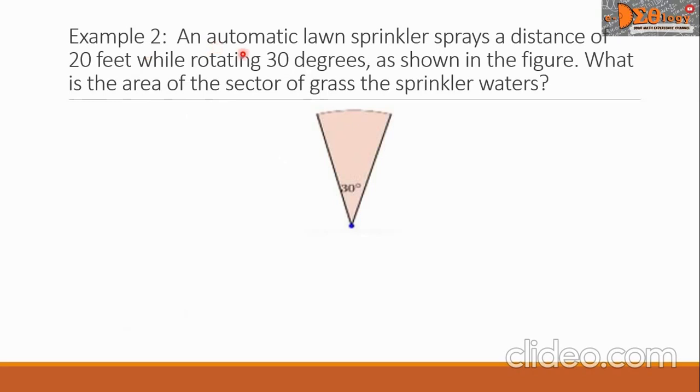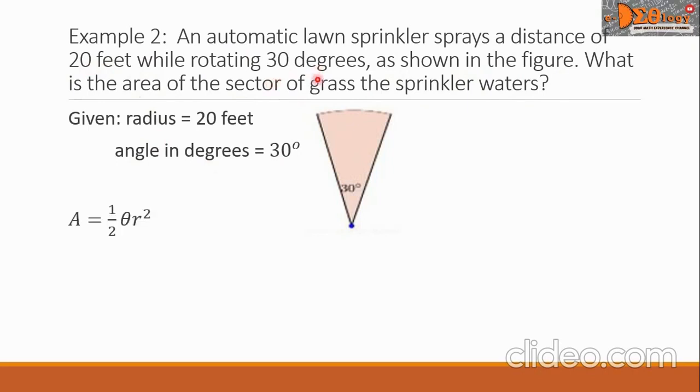Example 2. An automatic lawn sprinkler sprays a distance of 20 feet while rotating 30 degrees, as shown in the figure. What is the area of the sector of grass the sprinkler waters? Let us collect the given. The radius is 20 feet and the angle is given in degrees, that is 30 degrees. Then we will write our formula for the area of a sector. But first, let us convert the angle in radians.